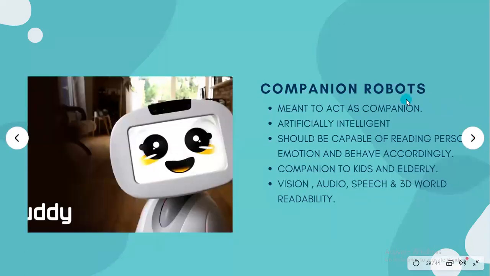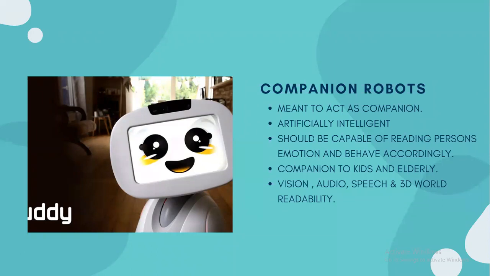The next are companion robots. These are mostly meant to act as companions. Mostly these would be artificially intelligent, definitely intelligent. Right now we have this socially awkward condition that we are all kind of busy and we don't want our parents or kids to have this feeling of being left alone. That is why we are introducing companion robots into society. So definitely these should have artificial intelligence, because it should be able to behave accordingly.